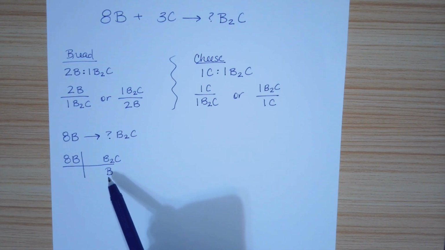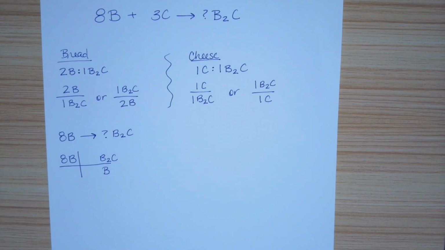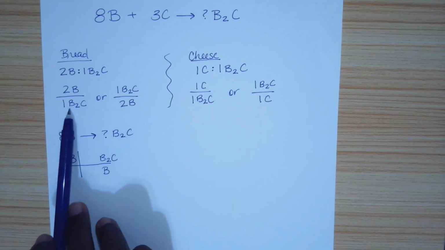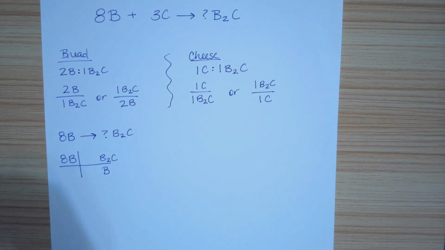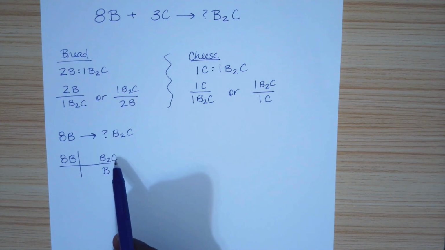And so I need my B to cancel, but I need to be left with B2C. So I'm putting those units in first. Then I can go back to my conversion factors and look at what number goes with what. The numbers still stay with that item. So in this case, I have B and I have B2C.